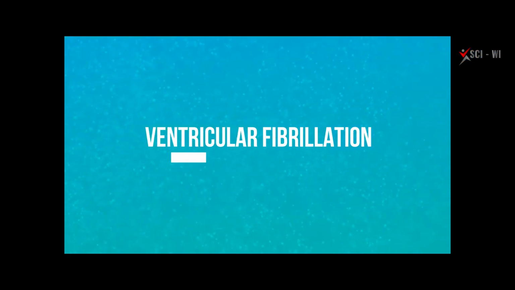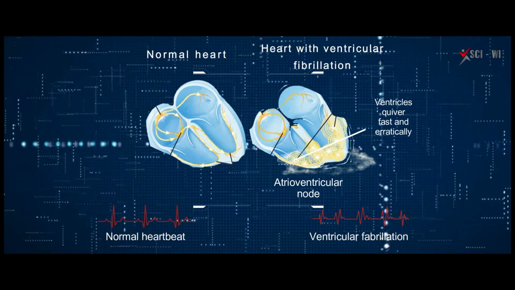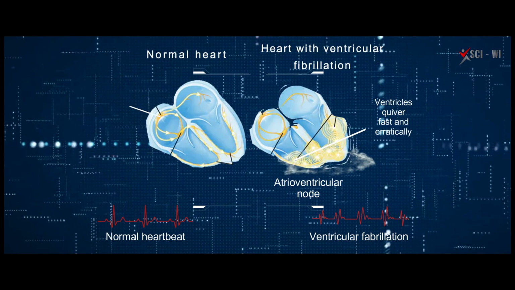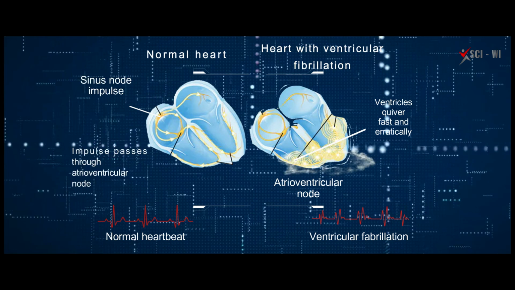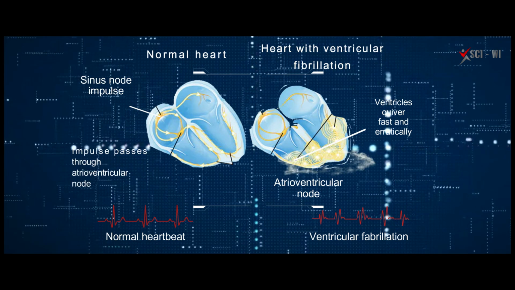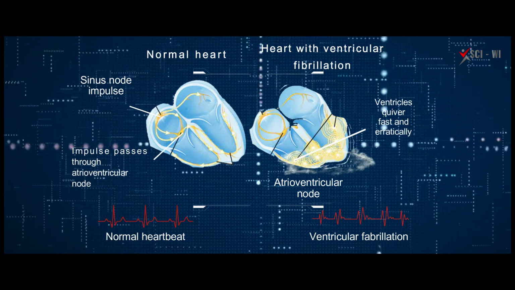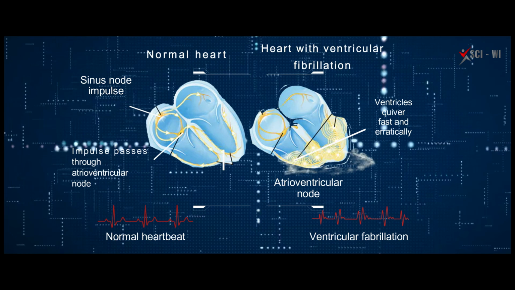ventricular fibrillation. It is a type of arrhythmia or irregular heartbeat that affects your heart's ventricles. You can see in the image. Ventricular fibrillation is life-threatening and requires immediate medical attention. It's the most frequent cause of sudden cardiac death.